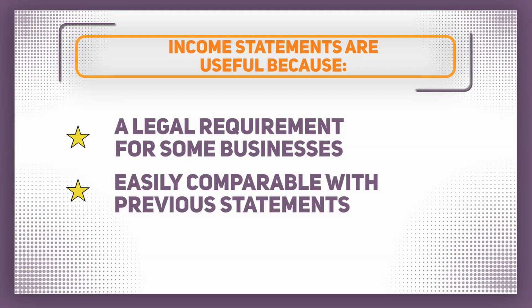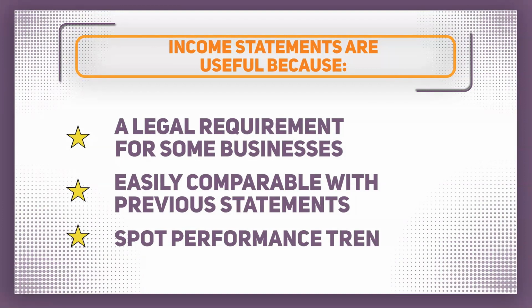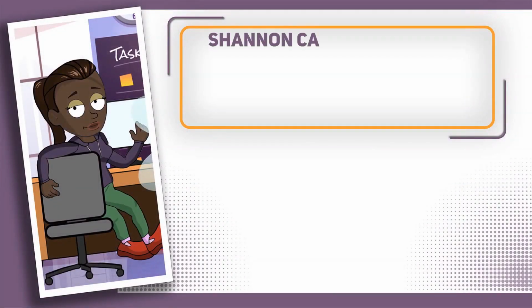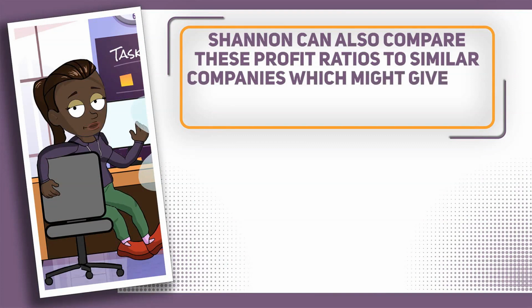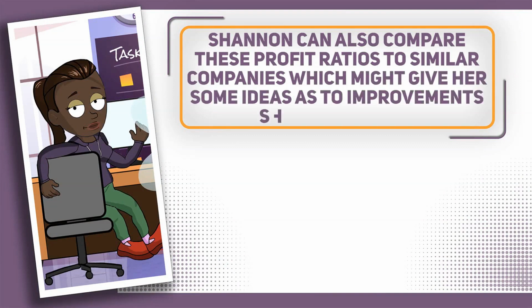And if you're not too sure how to do this, you should take a look at the videos covering gross and net profit. By showing these figures as percentages, it helps businesses see trends in percentage terms, so Shannon can see if her performance is getting better or worse. Shannon can also compare these profit ratios to similar companies, which might give her some ideas as to improvements that she could make.